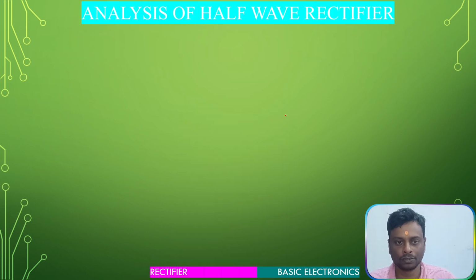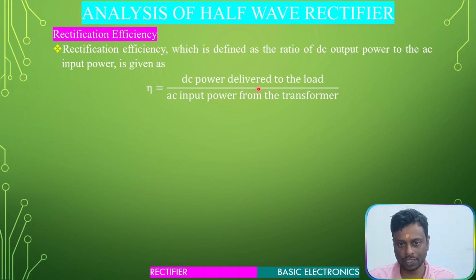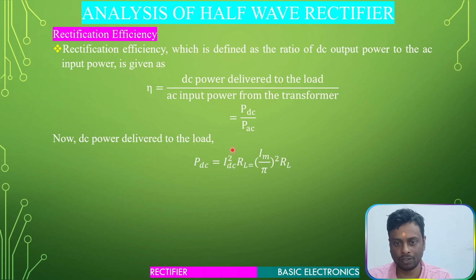Now, how to find the rectification efficiency. We are getting a DC value as the output, and we are giving AC as the input. So the efficiency is the ratio of DC output power delivered to the load to the AC input power from the transformer. So P DC by P AC. The DC power delivered to the load equals I DC squared into R L, where I DC is I average, so it is (Im by π) whole squared into R L.